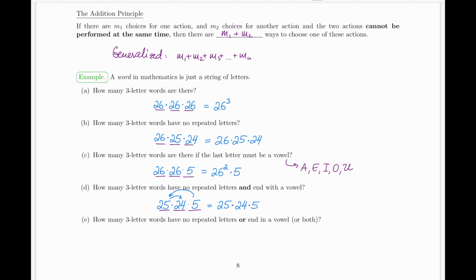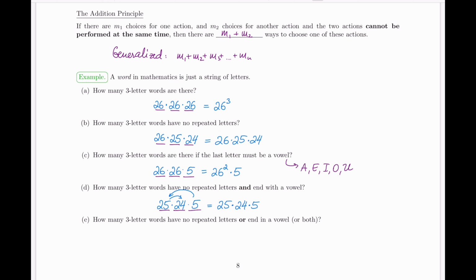Let's see. We already know how many words there are with no repeated letters. We already know how many words there are that end in a vowel. We in fact even know how many words are with both of those properties. So this is beginning to look a lot like the union, the intersection, and the two separate sets together.